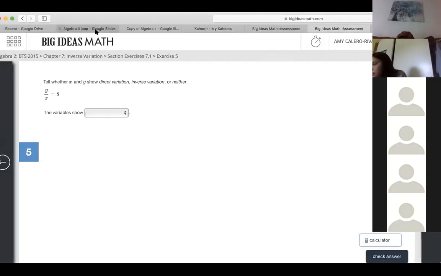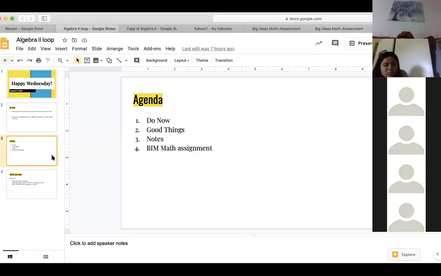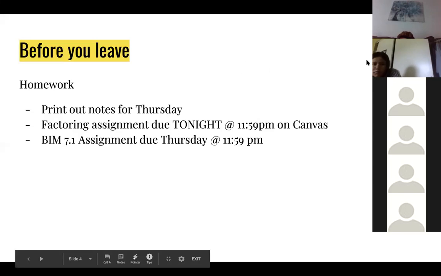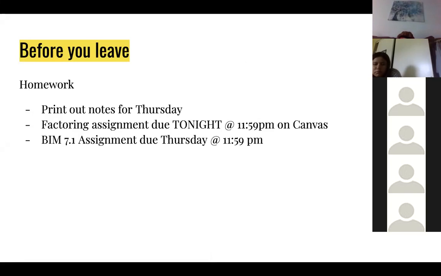Okay, all right, that will bring us to the end of our class today. Here's your homework for tonight. You want to make sure you print out your notes for Thursday. Those will be up by tonight. And then your factoring assignment is due on Canvas. Make sure to upload a photo of your completed worksheet by tonight at 11:59 p.m. And then your Big Ideas Math assignment is due Thursday at 11:59 p.m. So that's tomorrow at 11:59.